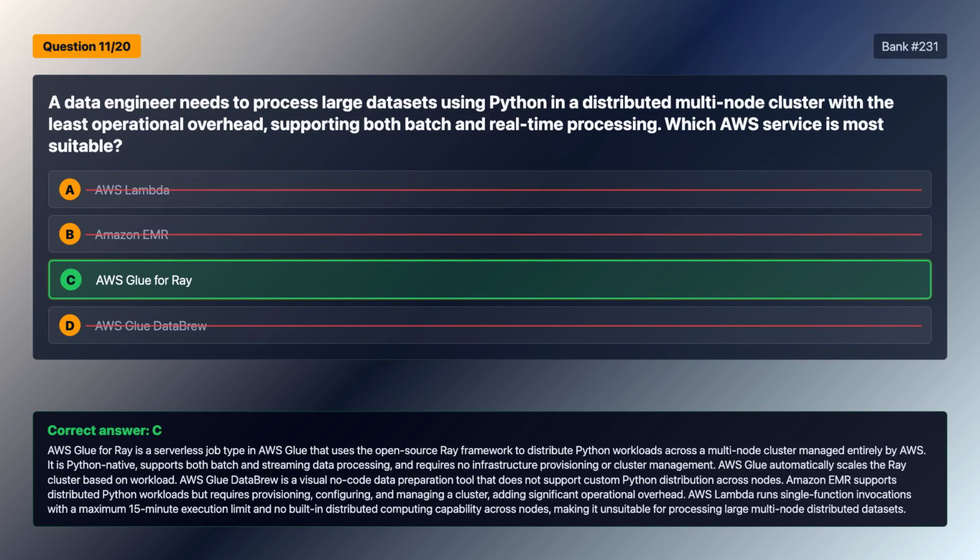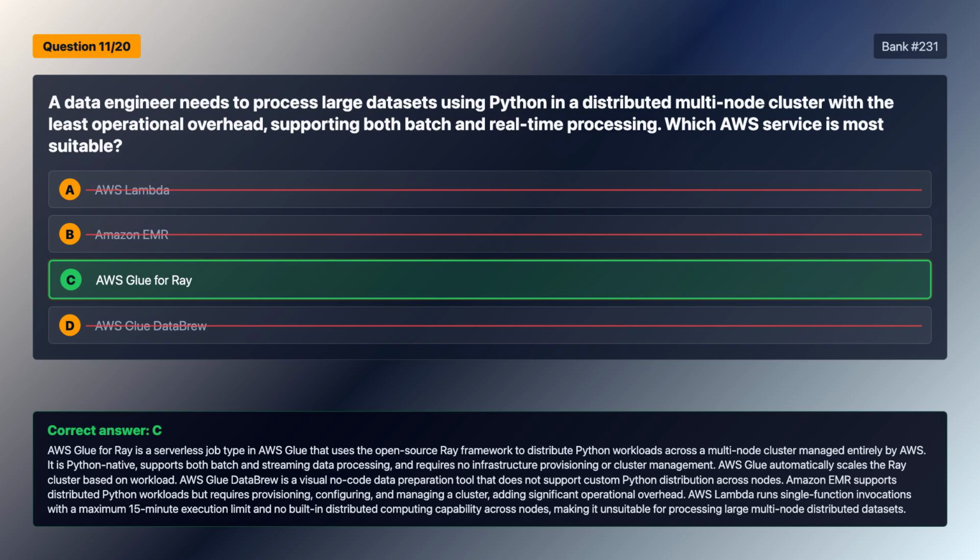AWS Glue for Ray is a serverless job type in AWS Glue that uses the open-source Ray framework to distribute Python workloads across a multi-node cluster managed entirely by AWS. It is Python native, supports both batch and streaming data processing, and requires no infrastructure provisioning or cluster management. AWS Glue automatically scales the Ray cluster based on workload.